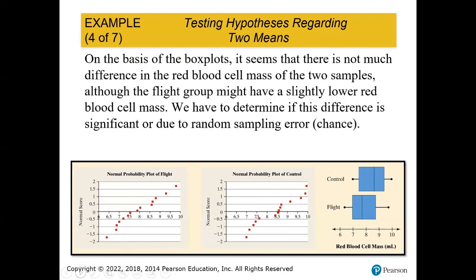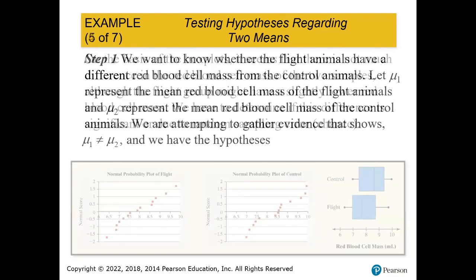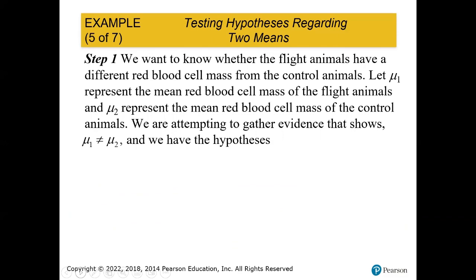Or you could have just looked at the box plots and said, hey, pretty evenly spaced. They look pretty normal. So I would say it looks pretty normal. I think we can continue on with our discussion. We want to know whether the flight animals have a different red blood cell mass than the control animals. So we want to know, is mu1 no longer equal to mu2? Our null is mu1 equals mu2, and our alternate is mu1 does not equal mu2.